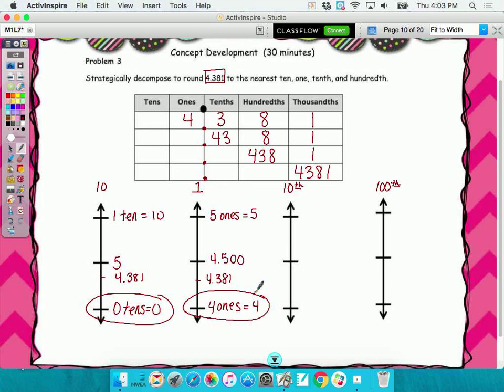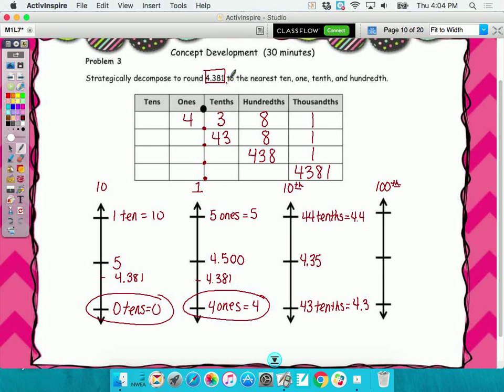Let's take a look at the tenths place. What do I have in the tenths place? 43 tenths. So, unit form, 43 tenths equals 4 and 3 tenths. What comes after 43? 44 tenths equals 4 and 4 tenths. Halfway between, what's the strategy? Put a 5 on the end of the bottom number. So 4 and 35 hundredths is the midpoint.